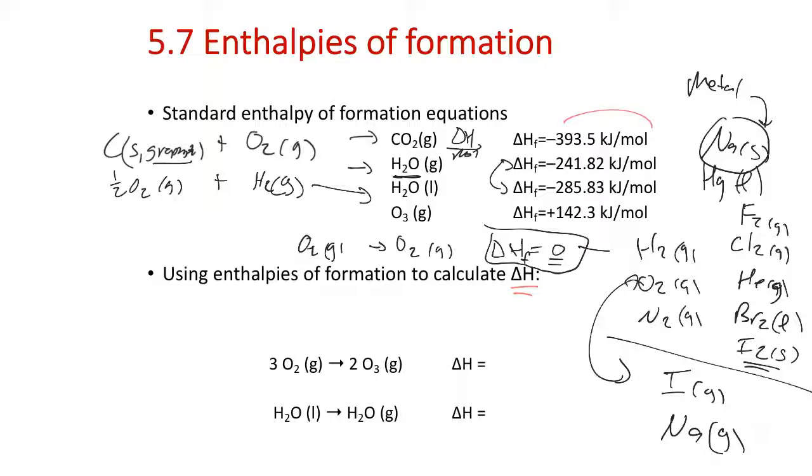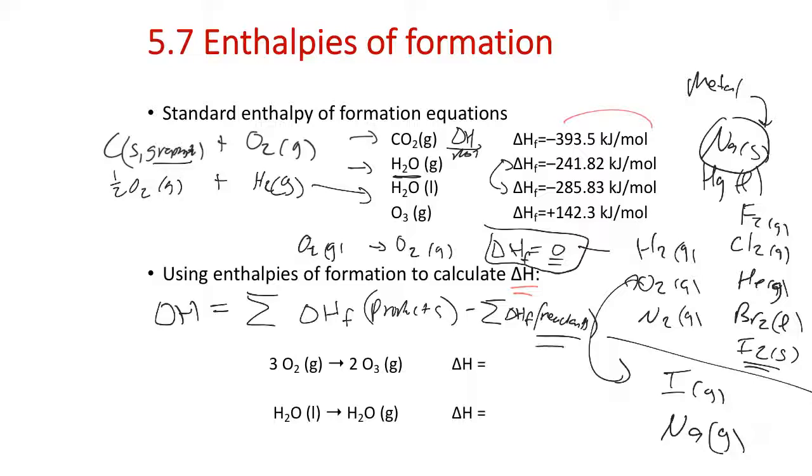But now the key is really seeing how we can use delta HFs to solve for delta Hs of reaction. This is actually really simple: the delta H of a reaction we can calculate just by taking the sum of all the delta HFs of the products and then subtracting those of the reactants. So the use of this is really easy. You just sum up the delta HFs of the products and subtract those of the reactants. Let's see if we can solve a couple.